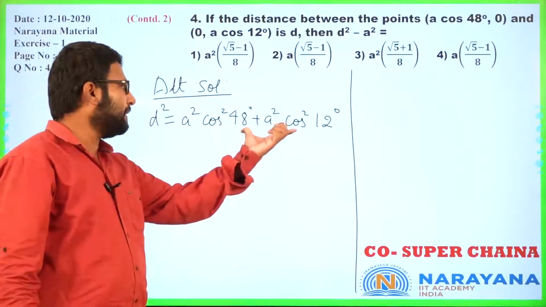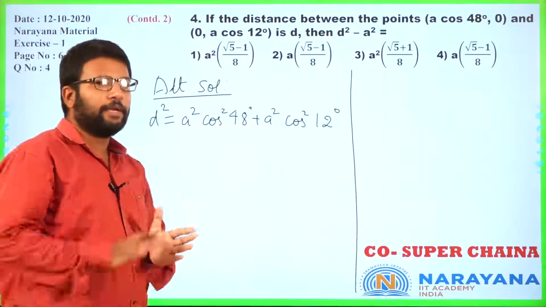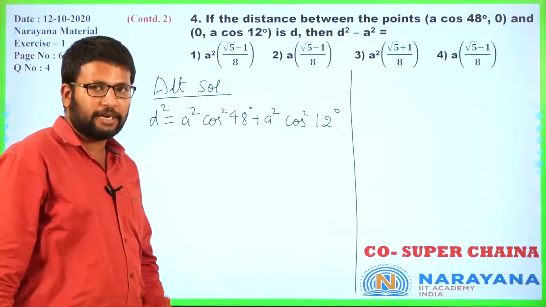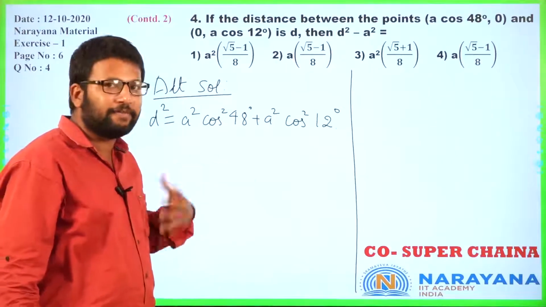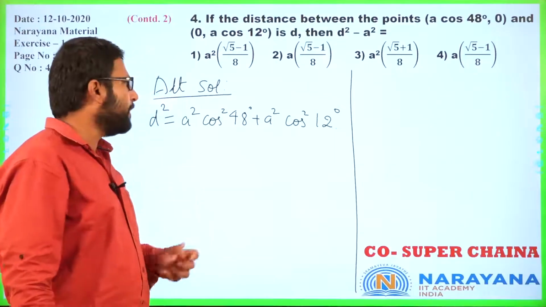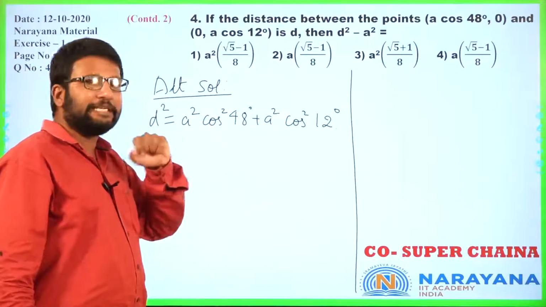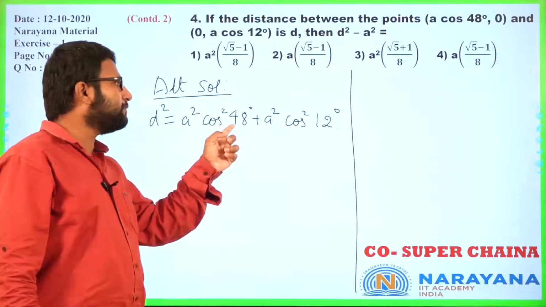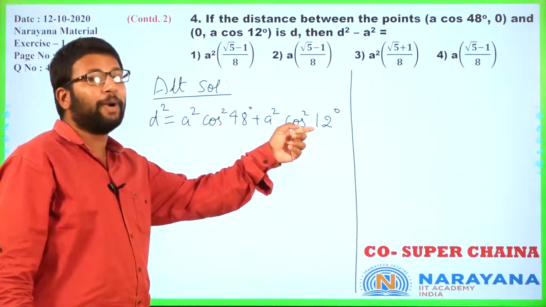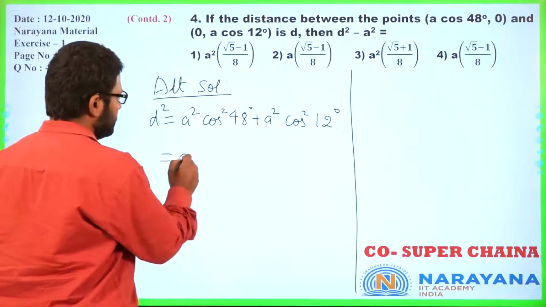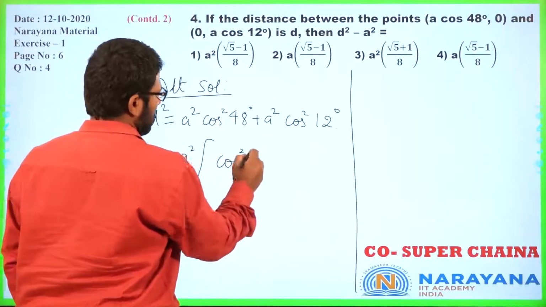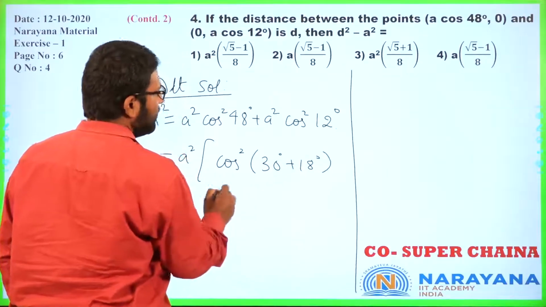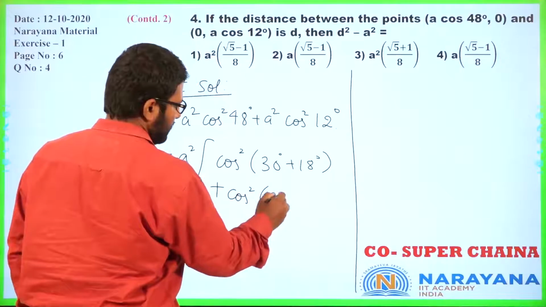Start with the observation that 48 and 12, how are they related? If you add them, you have 60 degrees, correct? That seems to be the most important relation between the given numbers. Add them, you have 60 degrees, which means their average is 30 degrees, right? Average 30 degrees, which means I can write this as 30 degrees plus 18 degrees and 30 degrees minus 18 degrees, right? So this is A square into cos square of 30 degrees plus 18 degrees plus cos square of 30 degrees minus 18 degrees.